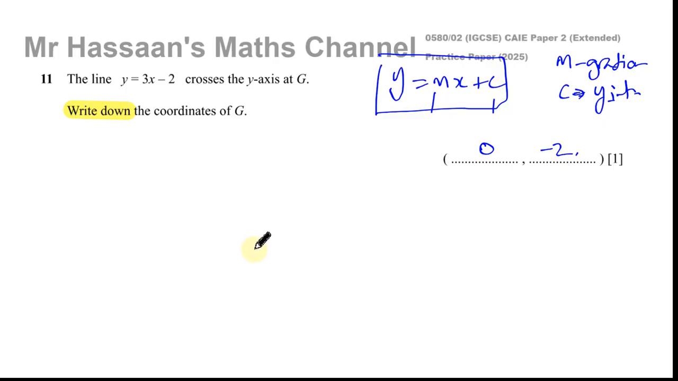That's very important. Another point is generally, if you want to find where something crosses the y-axis, you replace the x with 0, because on the y-axis x is 0. If they said find the coordinates of the point where it crosses the x-axis, then you would put y equals 0, because on the x-axis y equals 0. But here they just require you to write down the answer. You don't have to show any steps. You can just maybe put c is equal to -2, and that's it.